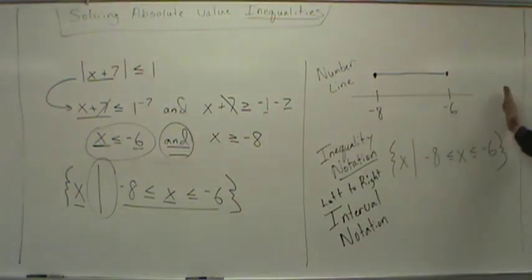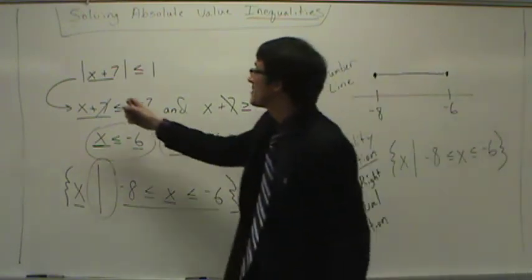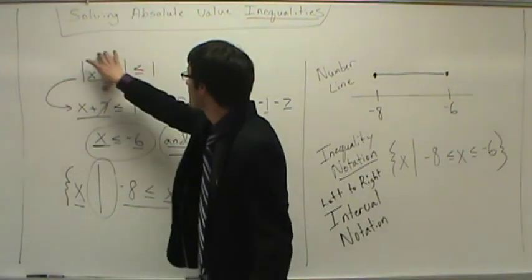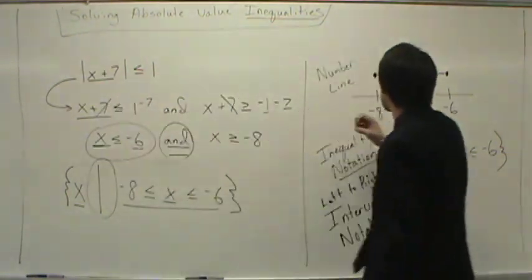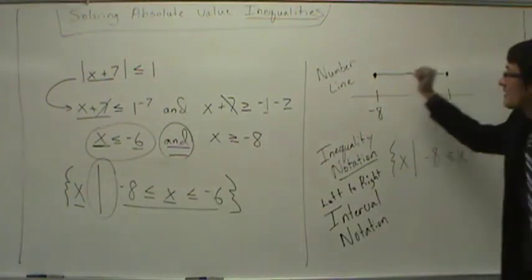Pick a number larger than -6. Okay, something larger than -6. Is 0 larger than -6? Yes, 0 would work. Let's try it. 0 plus 7 is 7. Okay, the absolute value of 7 is 7. And is 7 less than 1? Hopefully you say no. Okay, so notice, there's no region out here, there's no region out here.